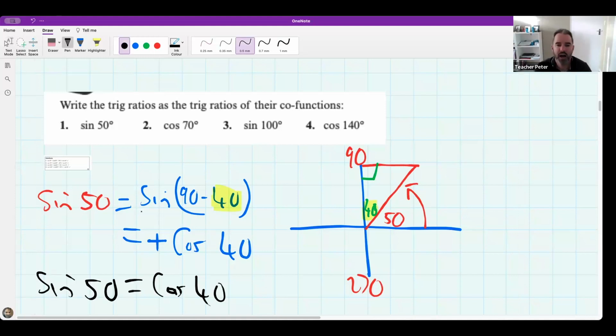Okay. I want everyone to try, using the idea that I just showed you, that you go to the nearest vertical axis and you have to change from the one thing to the other. The co-ratio of sine is cos. The co-ratio of cos would be sine. I want you to try and do number 2 and number 3 using the instructions on the board, which says write the trig ratios as trig ratios of their cofunctions. So over to you, and then I want you to write your answers in the chat, please. Or raise your hand, and then we'll go from there.